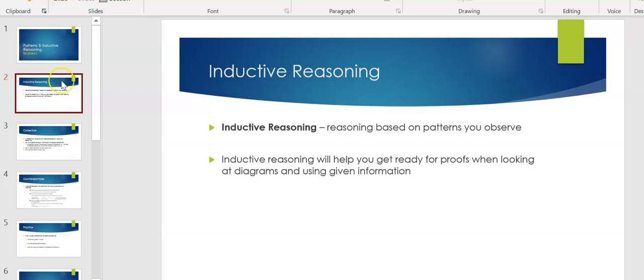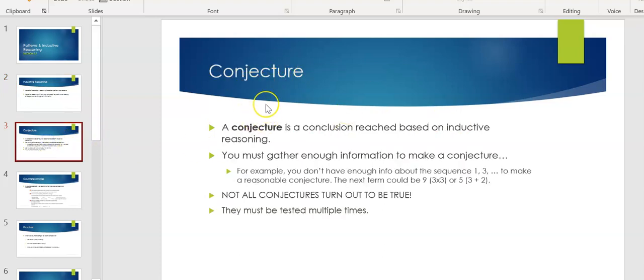Howdy, we are looking at sections 2.1 and 2.2, where we're looking at inductive reasoning, patterns, as well as conditional statements. Inductive reasoning is just a fancy way of saying these are patterns that we have observed. And then in looking at a conjecture, when we look at these patterns and observe them, we come to a conjecture, or just a conclusion based on these types of patterns that we see.